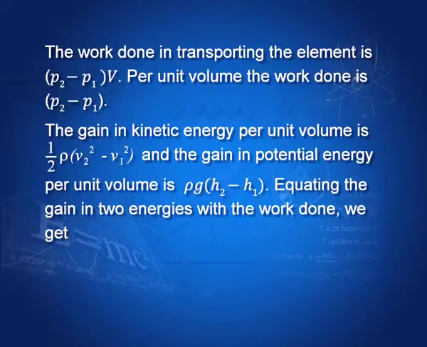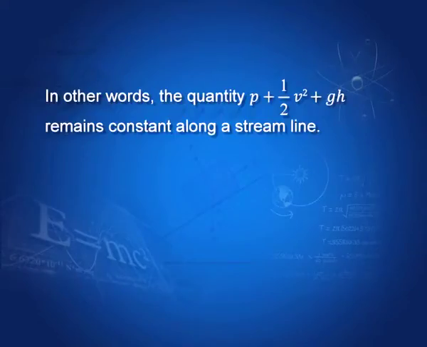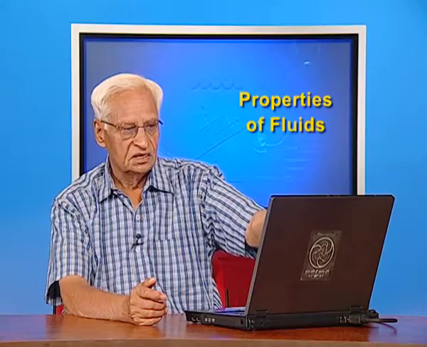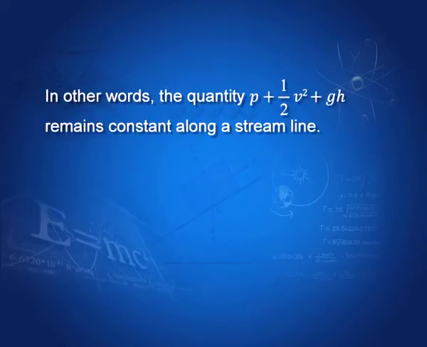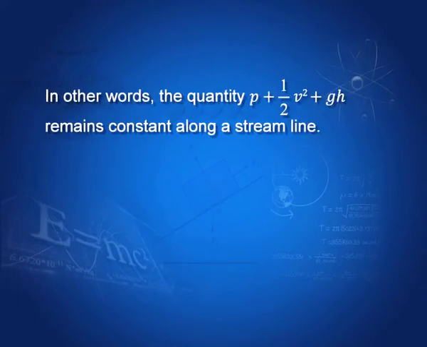If we equate the gain in energy with the work done in pushing the fluid through the tube, we get this equation: P 1 by rho plus half V 1 squared plus G H 1 is equal to P 2 by rho plus half V 2 squared plus G H 2. This means that the quantity P plus half rho V squared plus rho G H remains constant along a streamline. Now, this is all energy per unit volume. So, this is the equation of energy conservation as the fluid moves along the streamlines.